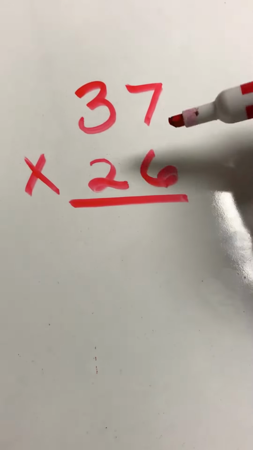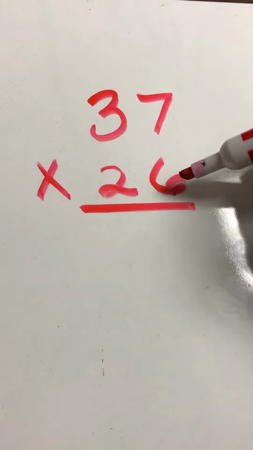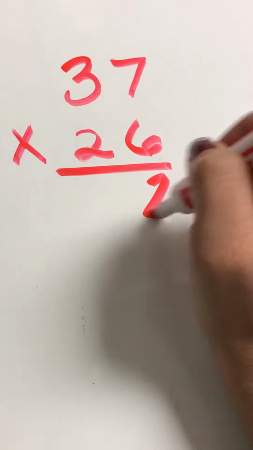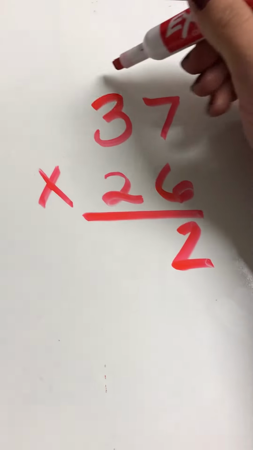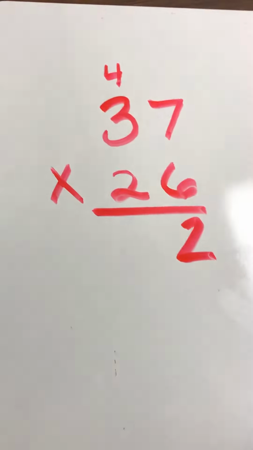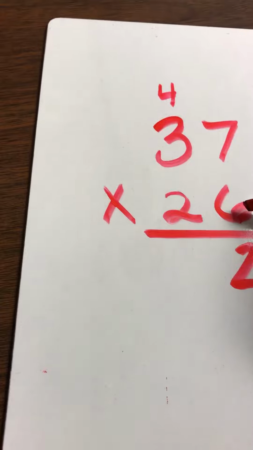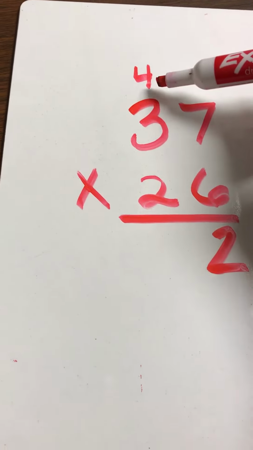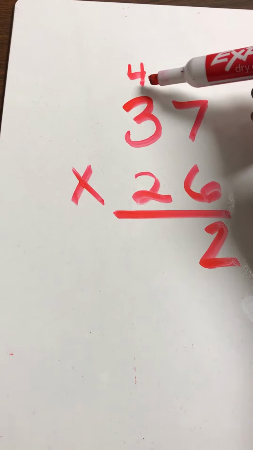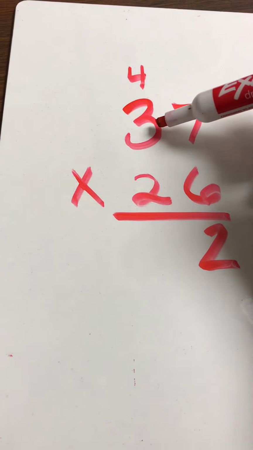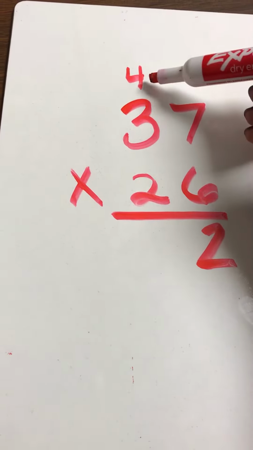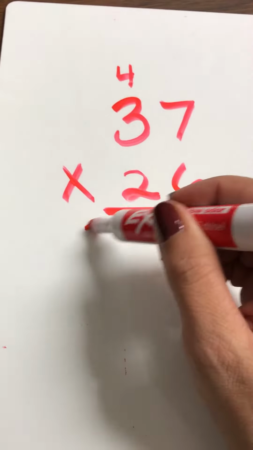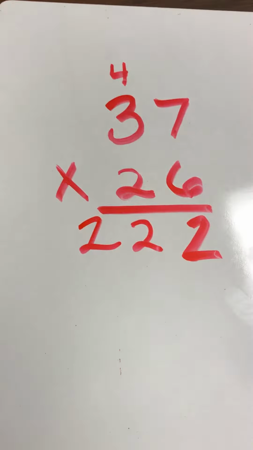The first step would be to multiply the ones place. So 6 times 7 would be 42. We would put the 2 in the ones place and carry the 4 from 42. The second step would be to multiply the bottom ones place with the top tens place and then add the 4 that we regrouped earlier. So 6 times 3 would be 18. Add the 4 that we had carried earlier, and that would give us 22. So we would write 22.